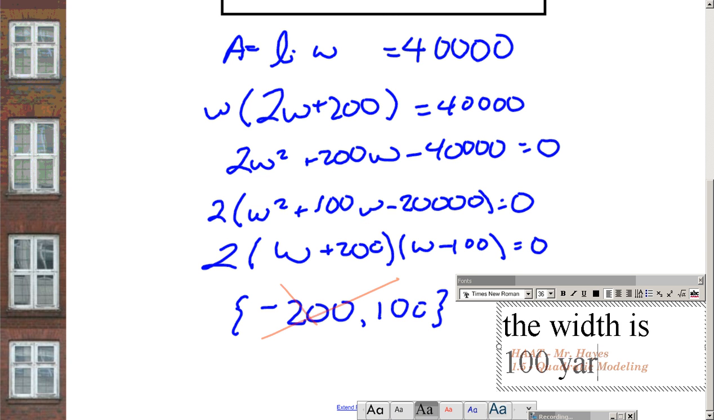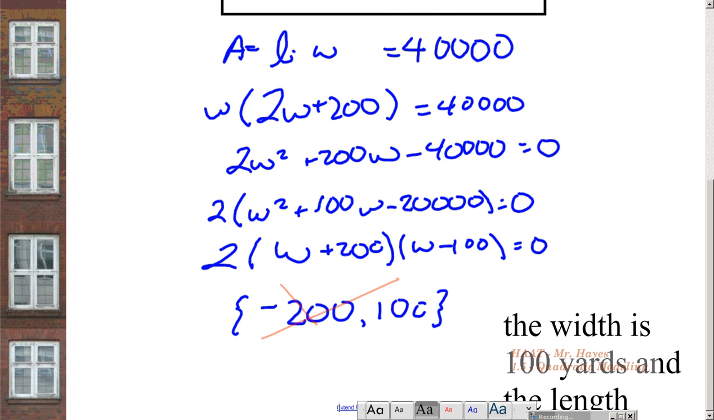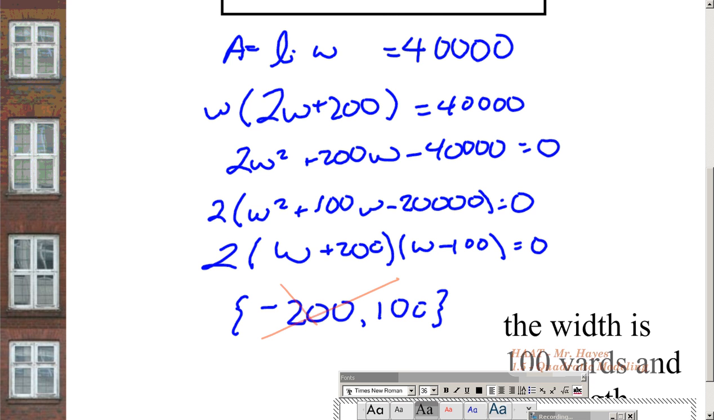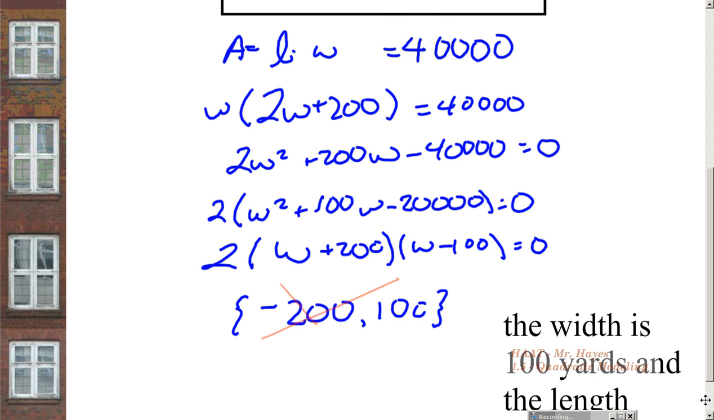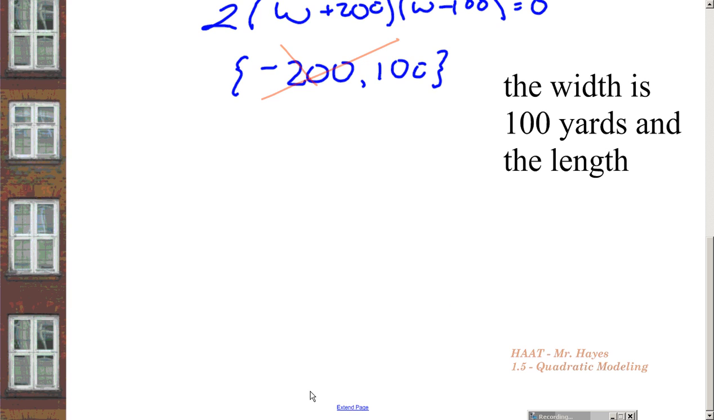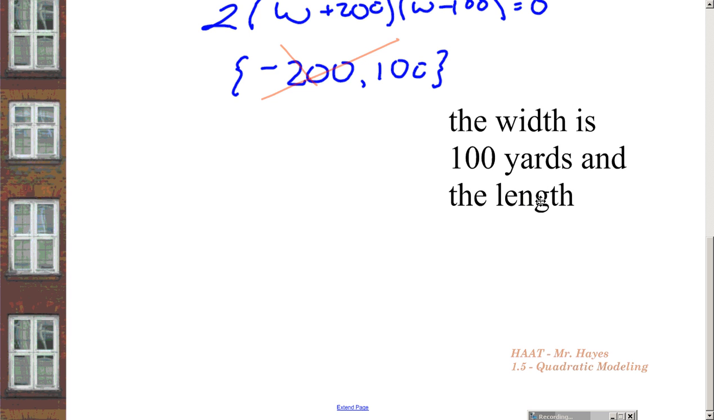It's 100 yards. Now notice we're not done yet because he said length and width. Okay, and the length, if you remember from the original problem, is 200 yards more than twice the width.